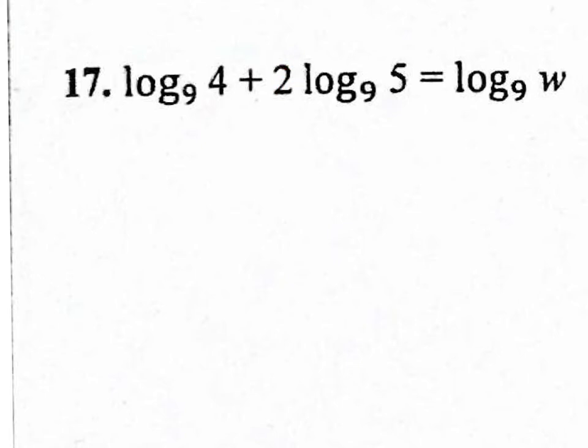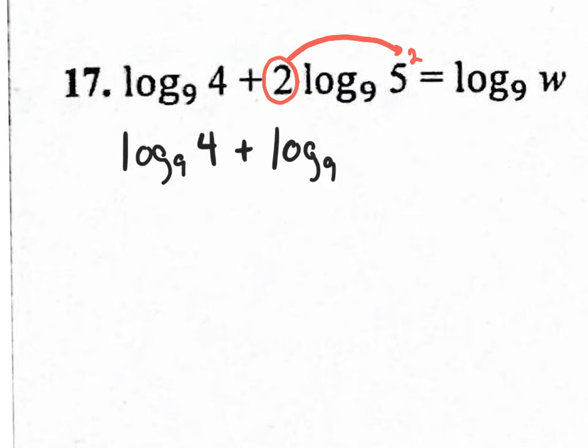So let's take that multiplication of 2, and with the power property, we're going to be able to condense it by putting the 2 up here on the 5. So let's begin with that. Let me just rewrite everything. Log base 9 of 4 plus log base 9 of 5 squared. I might as well write that as what? 25. That's right. 5 squared is 25.